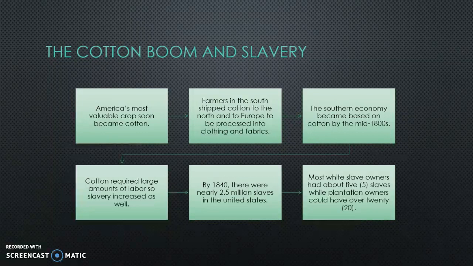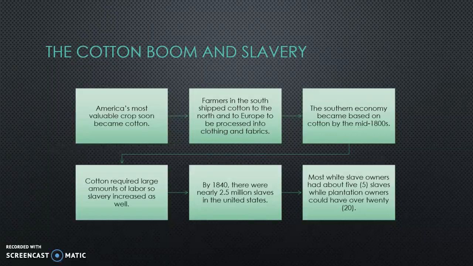America's most valuable crop soon became cotton. So farmers in the South are going to ship cotton to the North and to Europe to be processed into, like I said on the previous slide, clothing and fabrics and other types of material like that. So the Southern economy will become really based on cotton by the mid-1800s. Cotton requires a large amount of labor, so slavery will increase as well.